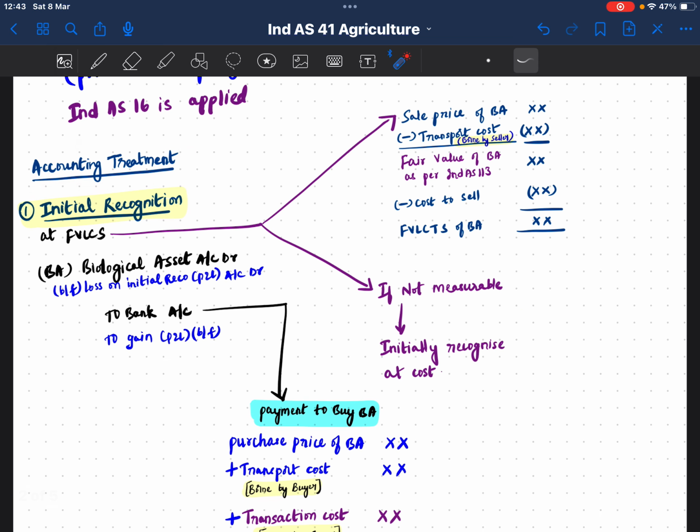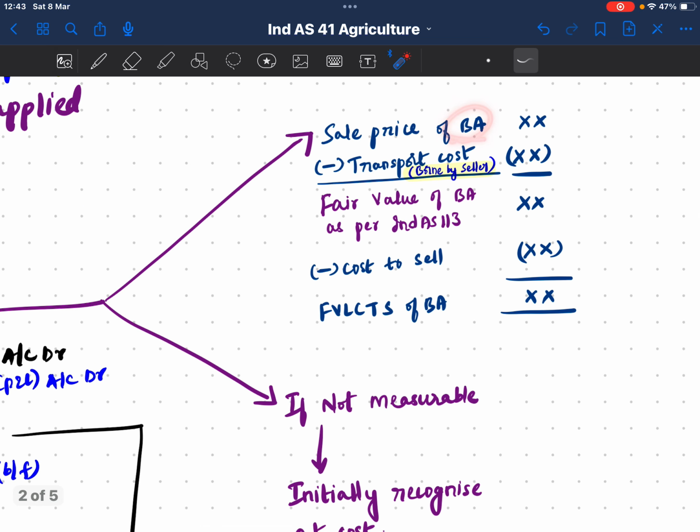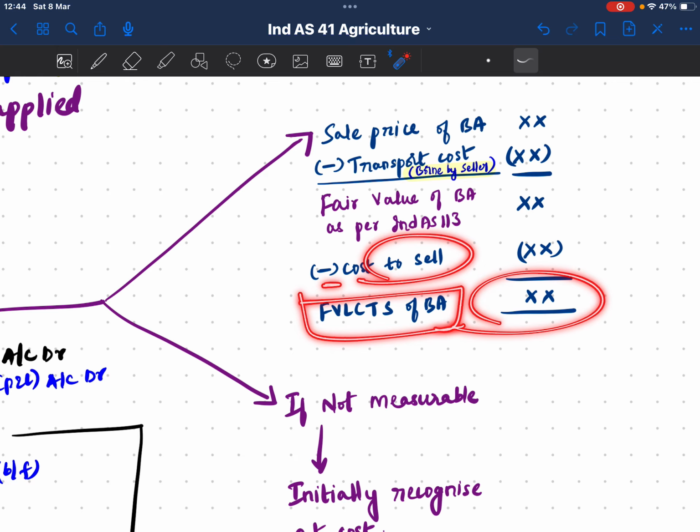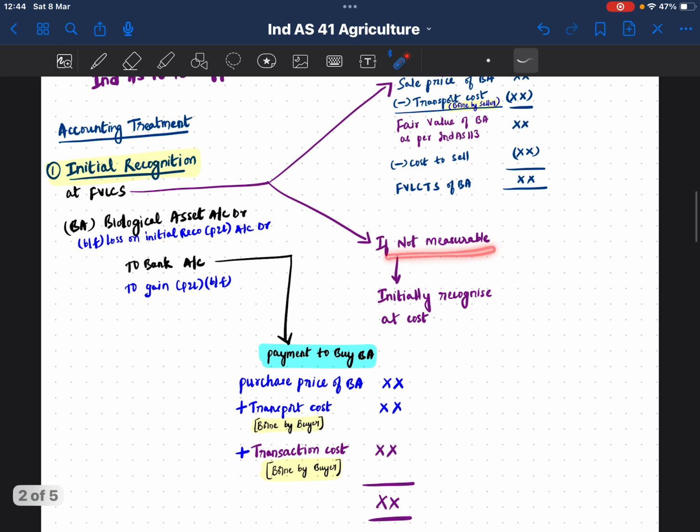Accounting treatment. Initial recognition is at fair value less cost to sell. Sale price of the biological asset minus transportation cost borne by the seller gives the fair value of the biological asset as per Ind AS 113. Minus cost to sell, this gives the fair value less cost to sell of the biological asset. If this fair value less cost to sell is not measurable, it is initially recognized at cost.